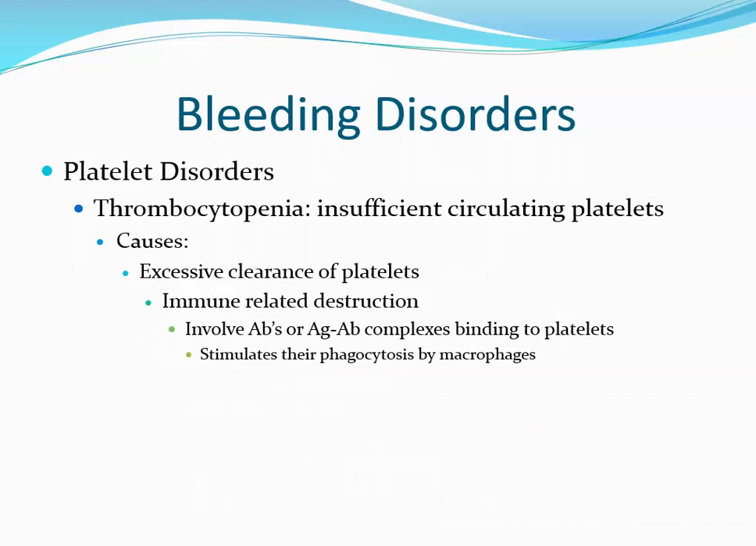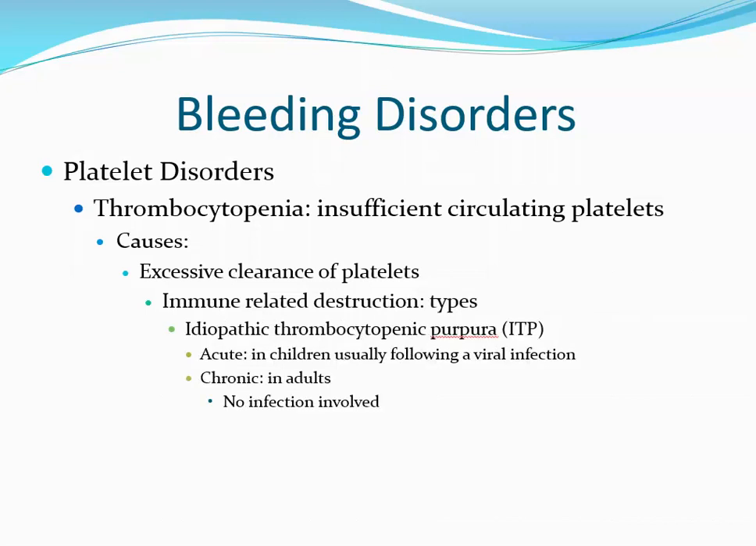Another cause could be excessive clearance of the platelets. One cause here could be immune-related destruction. This involves antibodies or antigen-antibody complexes binding to the platelets. When this happens, it targets them for phagocytosis by the macrophages. An example of this is idiopathic thrombocytopenic purpura. You will see petechial and purpura blood loss in both the skin and the mucous membranes.